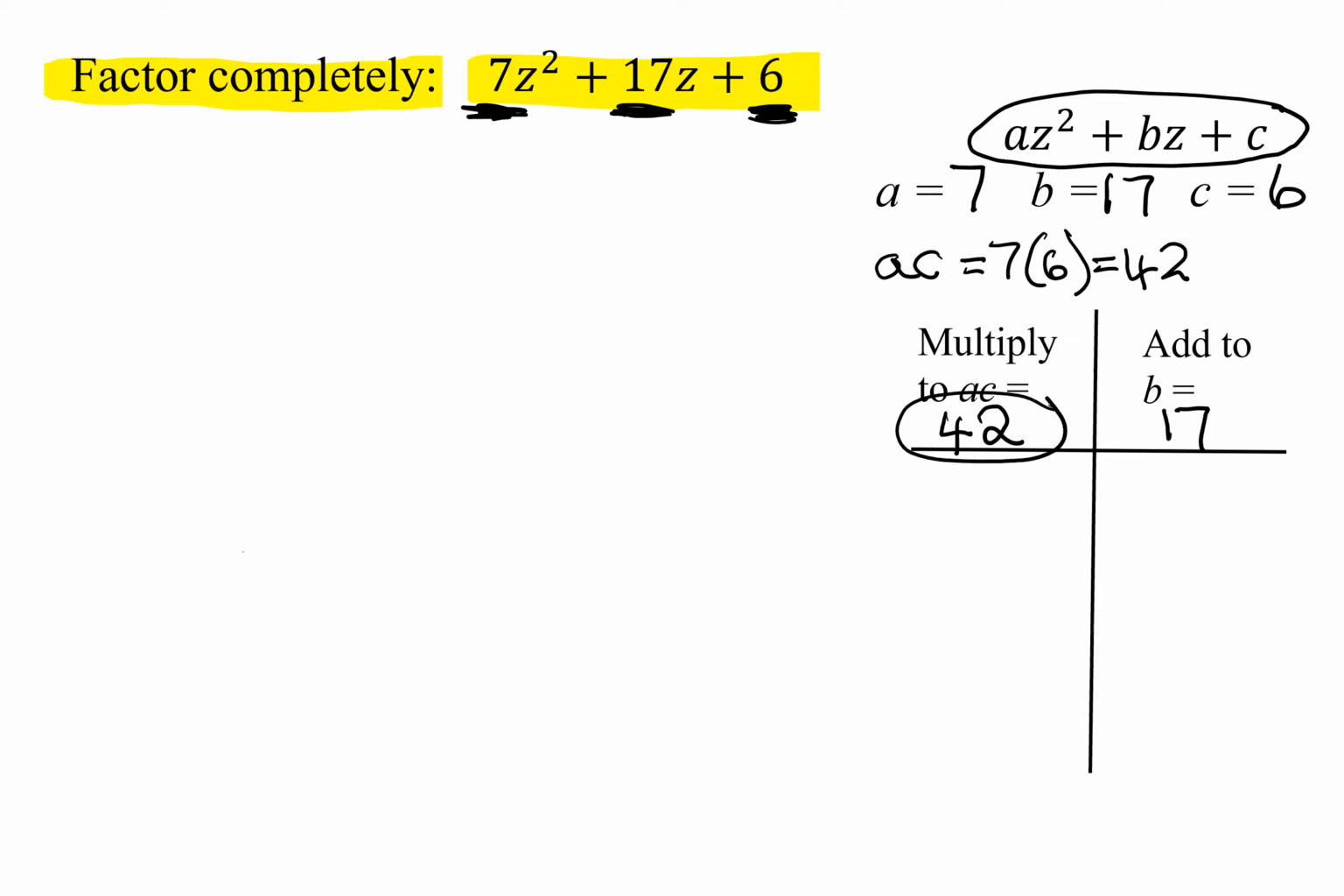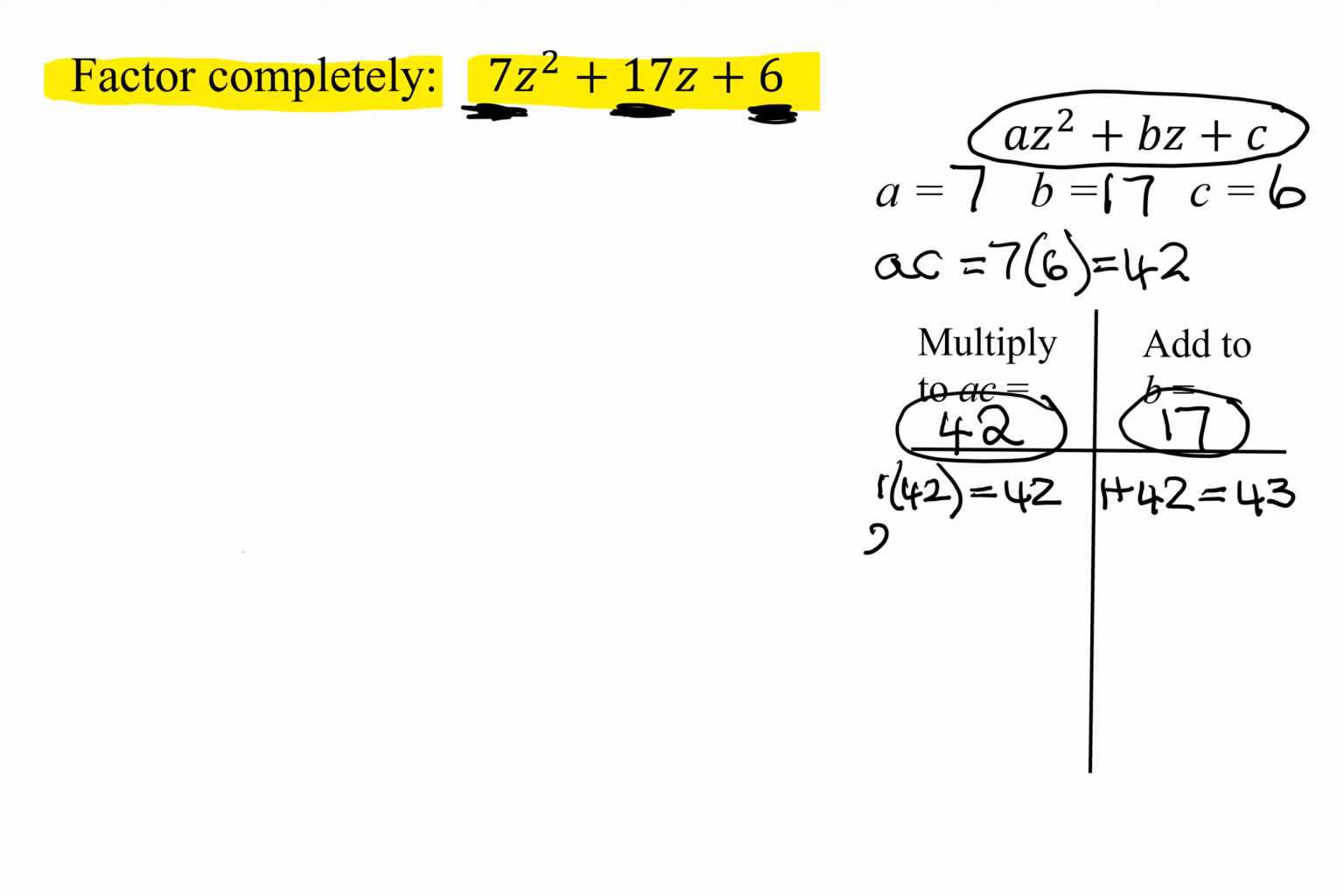Since they multiply to a positive, the signs are the same, and since they add to a positive, those signs both have to be positive. So I'm going to do this very systematically. I'm going to start with 1 and my number 42. Those multiply to 42. 1 plus 42 is 43, not the number I'm looking for.